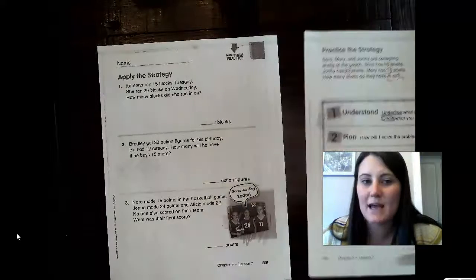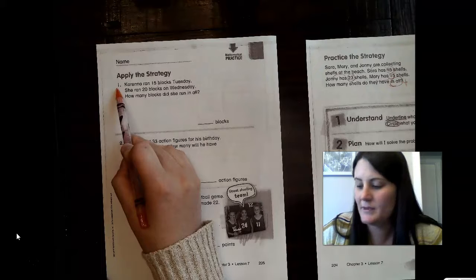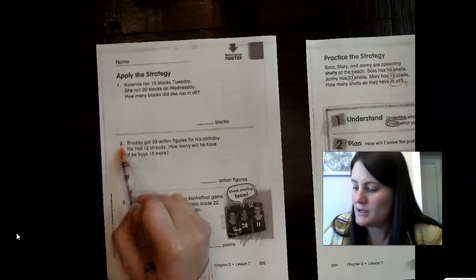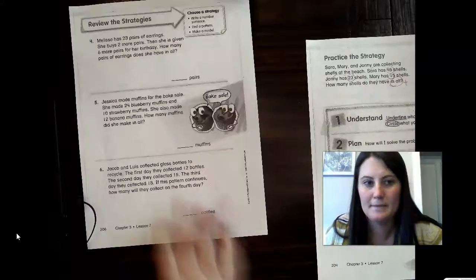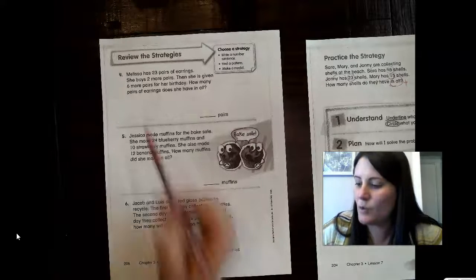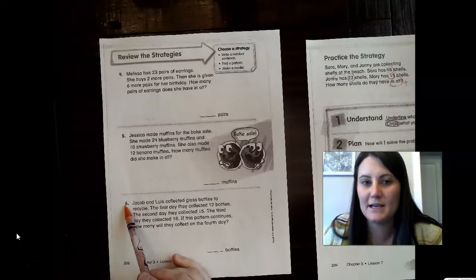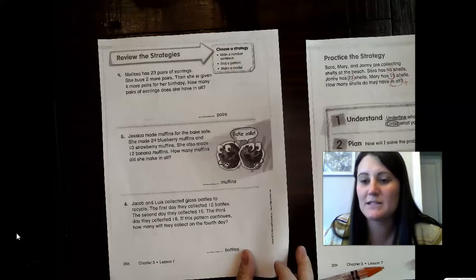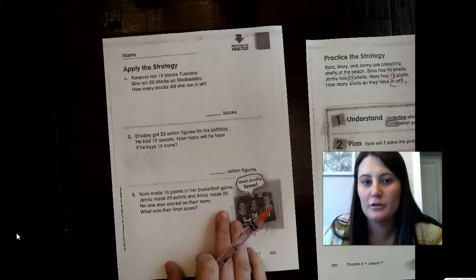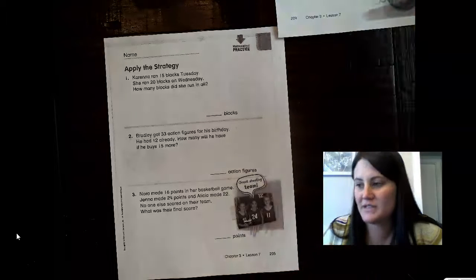Okay, so your assignment today is going to be number 1, number 2, number 3, number 4, number 5, and number 6. On your assignment, you either have to write a number sentence or you have to show me the model. You cannot just write the answer, okay? You have to have both today.